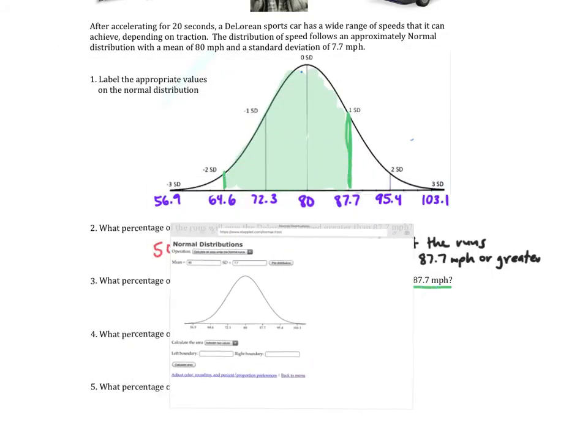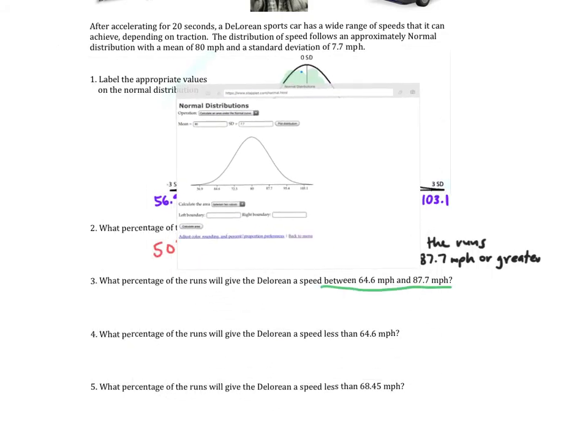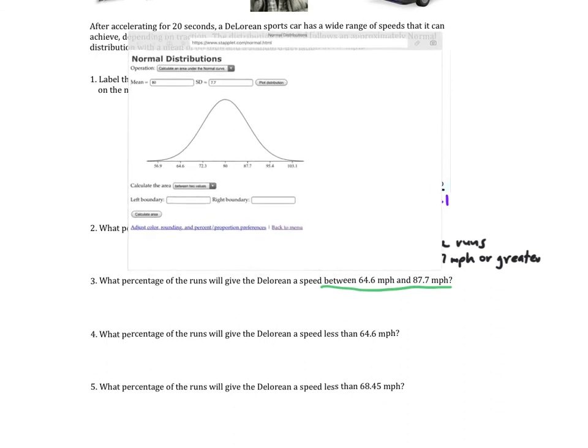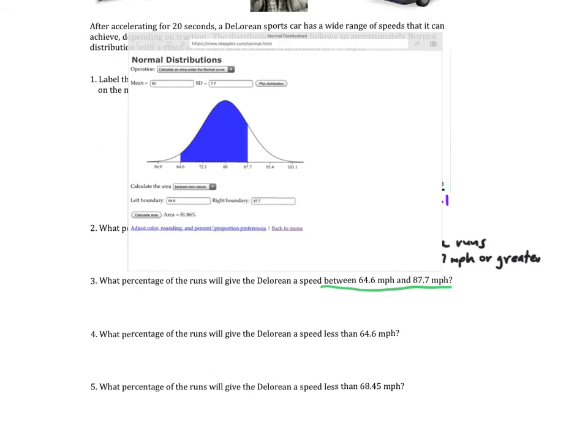So between which two values again? Right there we have 64.6 and 87.7. Calculate the area. We got 81.86.